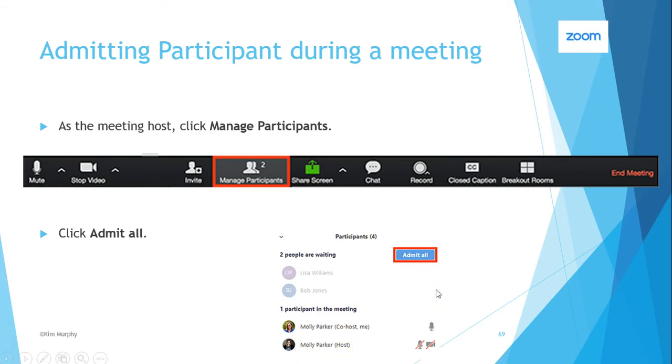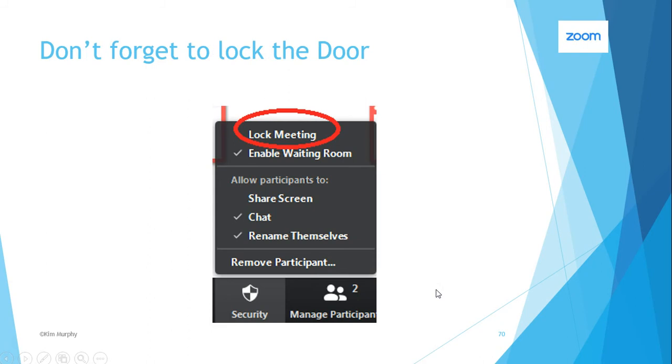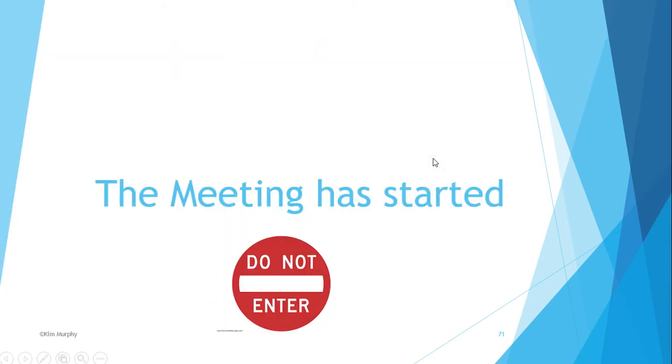It's really, really good, and it means that you've got an eye on what's happening. Once everybody has arrived and you're happy that you've got everyone who's supposed to attend, at that point you need to lock the door, as I mentioned earlier on. You press your security button on your toolbar, click lock the door, and once you do that, the door is locked and the meeting has started. So we're ready to start the meeting now, okay?